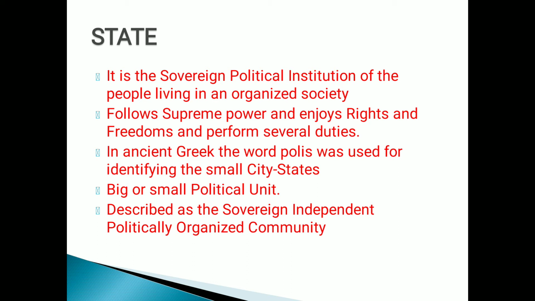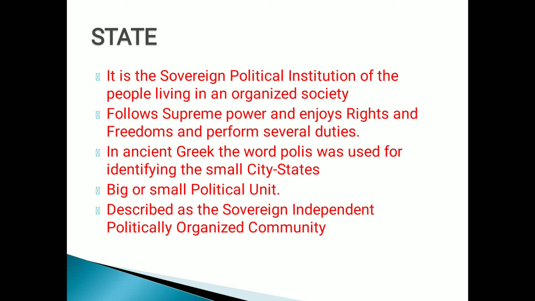Clear, children? Next, in ancient Greek, the word polis was used for identifying the small city state. It was because of this fact that Aristotle gave the title Politics to his book, which discussed the origin, nature, and function of the Greek city states. However, later on, the term state came to be universally used for describing every big or small political unit exercising supreme power over its people. So, it is a unit, right, everyone? It is a sovereign political institution, internally and externally free from control, right? And here, people living in an organized society.